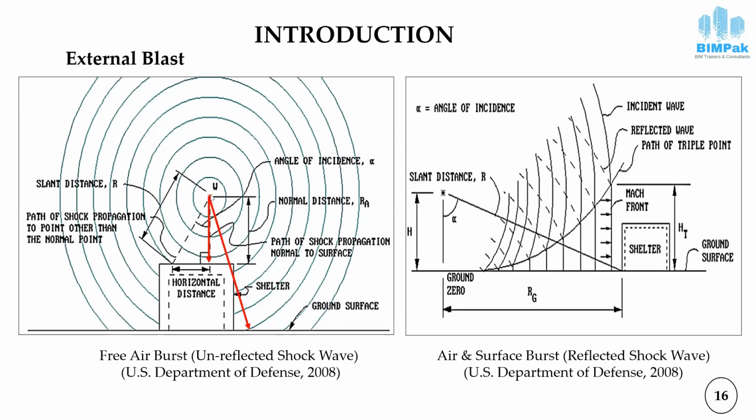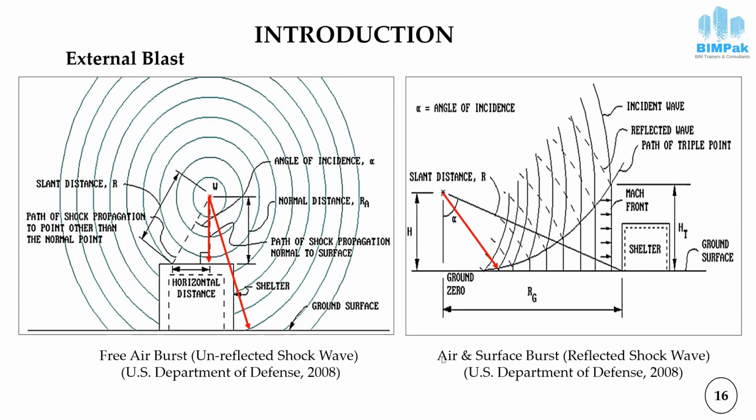So the distance between this point W and the target is less than the distance between the point W and the ground. So in this case, the shock wave will first hit this target, and then it will proceed to the ground. So in this case, no reflection phenomena will take place.